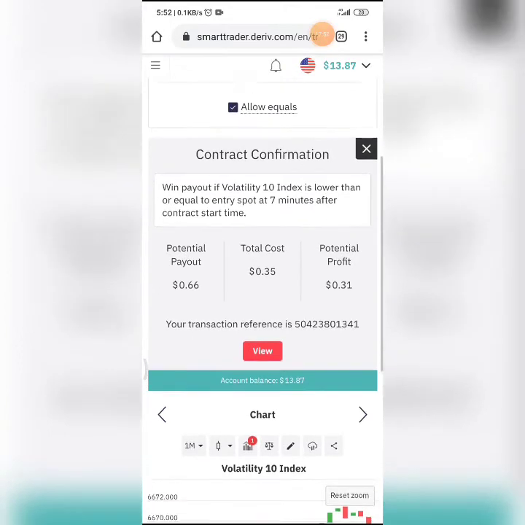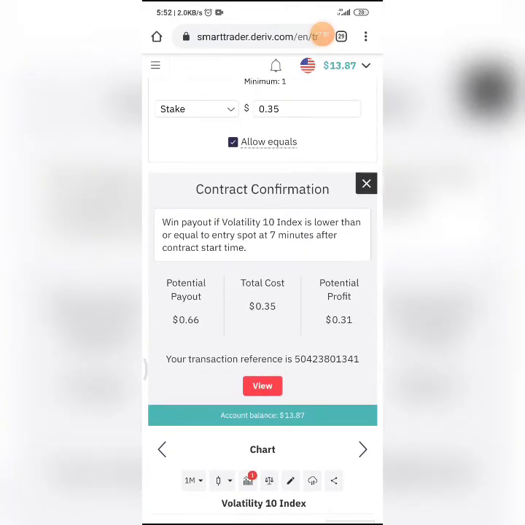So guys, that's just it, man. That's how you grow a small account, okay? That's how you grow a small account using the smart trader. People just think that all the trades are supposed to be on MT5.